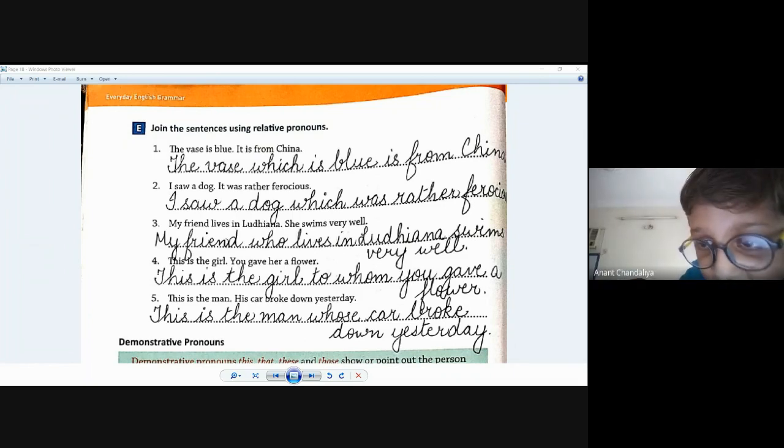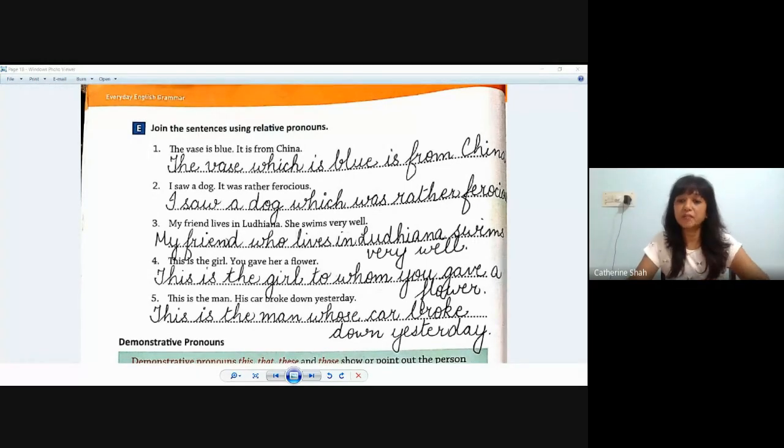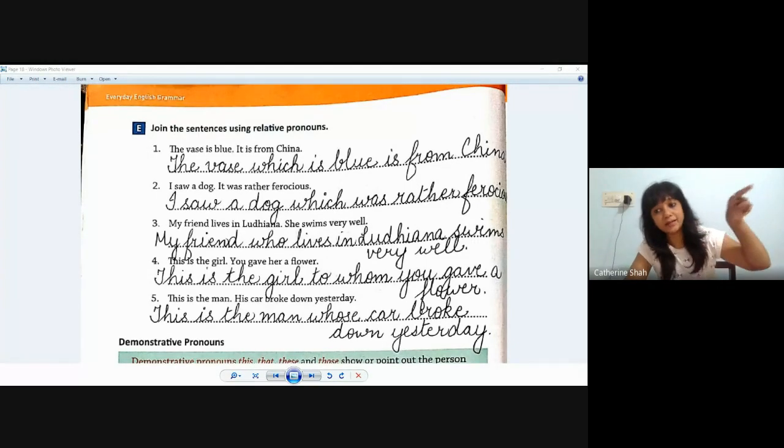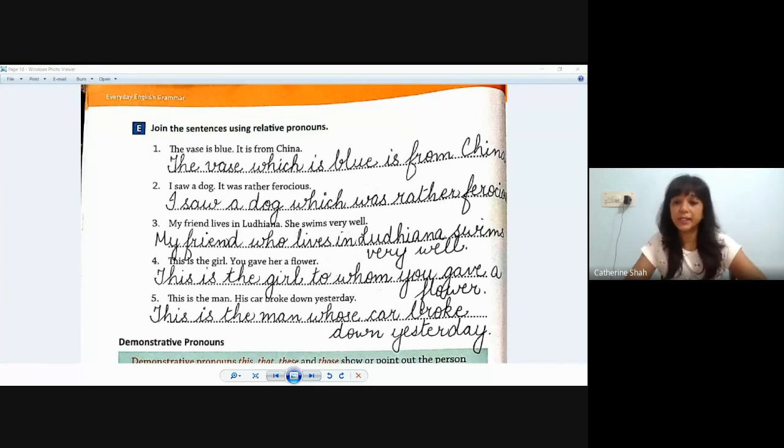Ma'am, but in grade 4, I was not in online class, so my teacher said that is also used for pointing far things. That is used for pointing far things. That's what I'm saying. That is a boy. Okay. It is for singular.